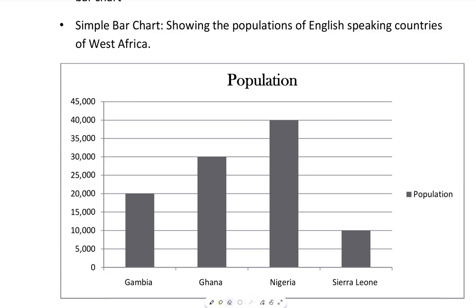So for Gambia, it is 20,000. Ghana is 30,000. Nigeria is 40,000, and Sierra Leone is 10,000. So this is an example of a simple bar chart.